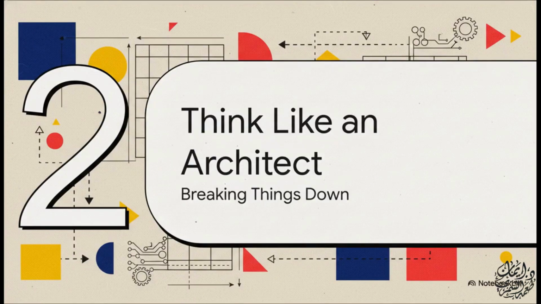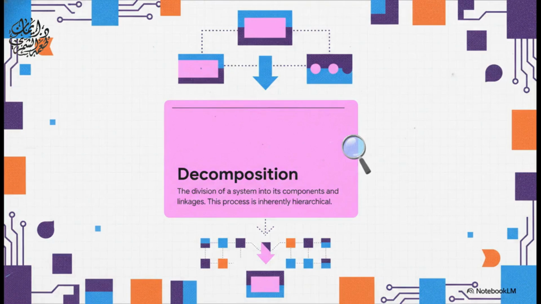Okay, so to understand any complex system, we have to start thinking like an architect. But here's the funny thing. The first step isn't building up, it's actually breaking things down. This process is called decomposition, and it's our number one tool for managing complexity. We take a big, messy system, break it into smaller subsystems, and then break those down into their basic components. It creates this logical, top-down hierarchy that we can finally get our heads around.